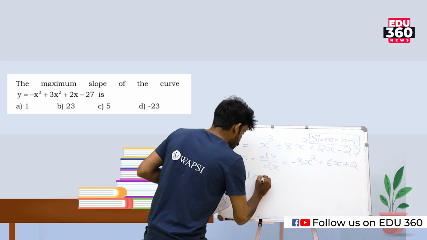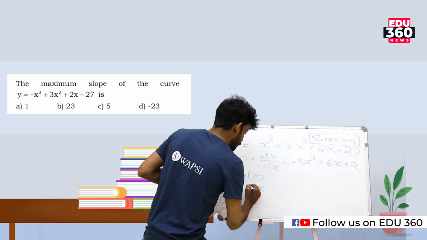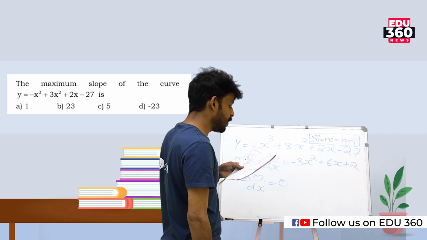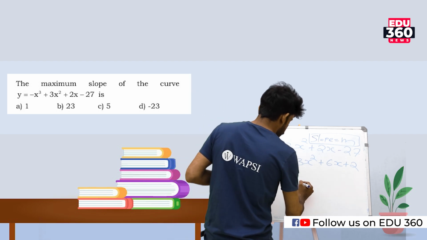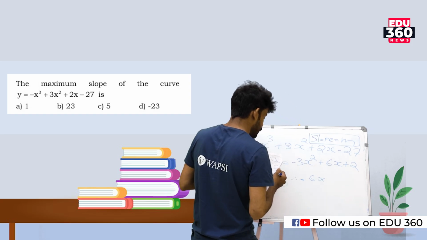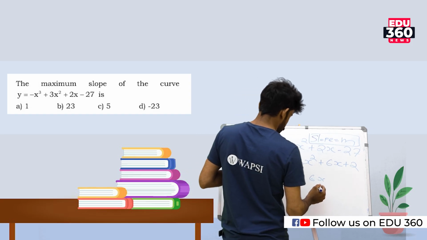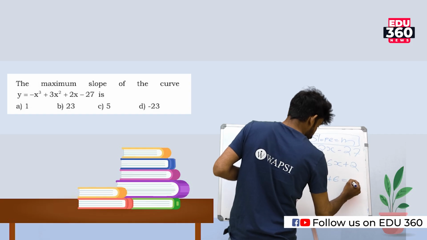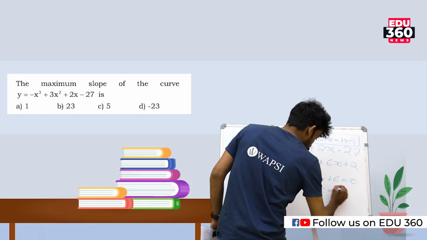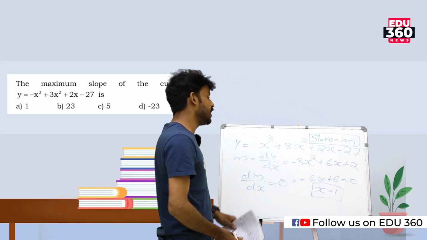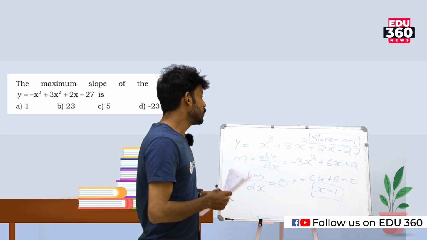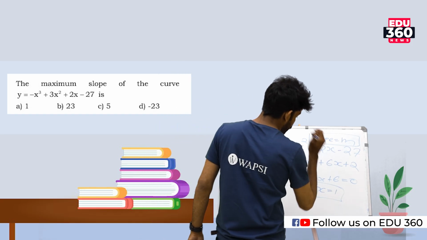So dm by dx is equal to 0. That is minus 6x plus 6 equal to 0. From this we can write x is equal to 1. The value of x will be equal to 1. Now just substitute the value of x is equal to 1.